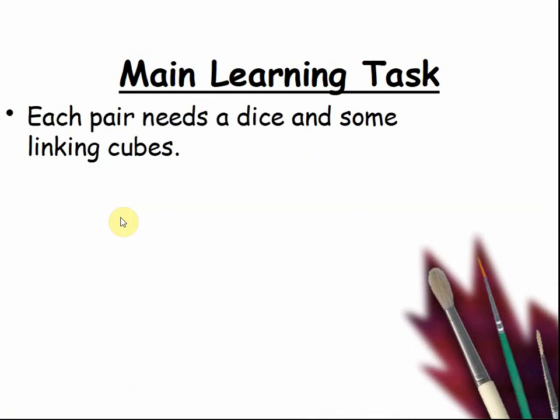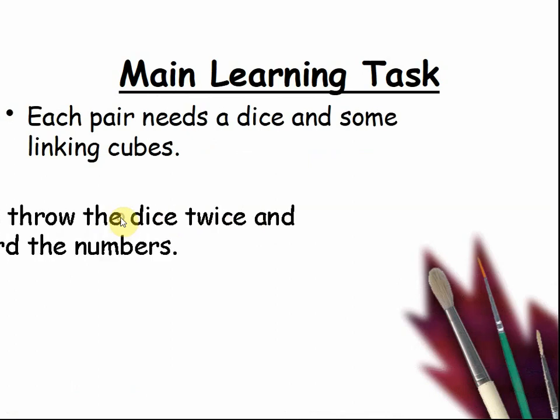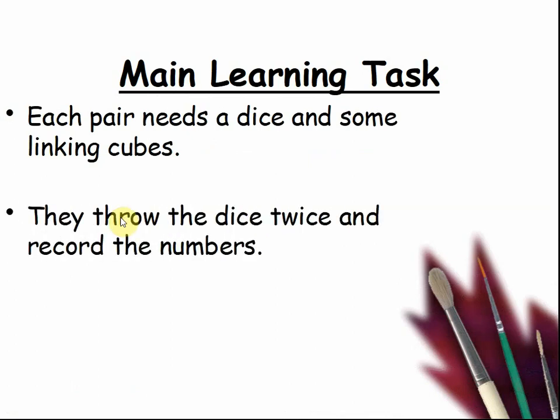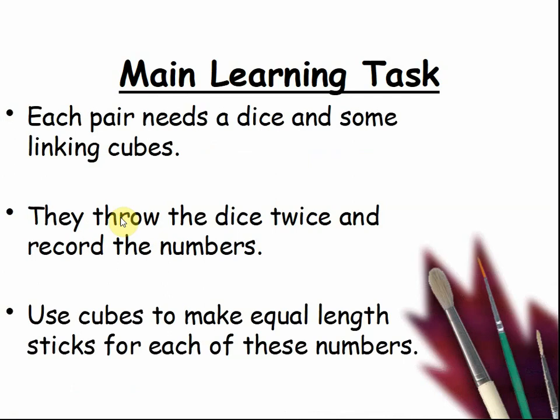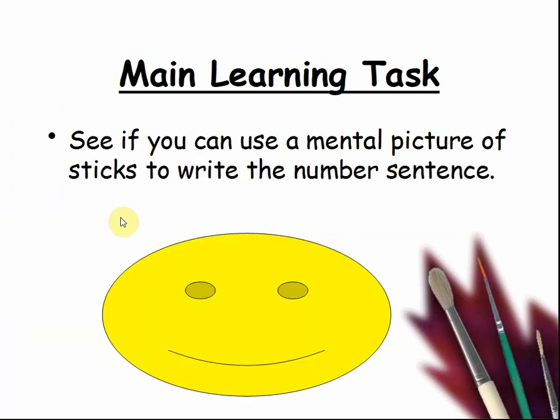Each pair needed a dice and some linking cubes. They throw the dice twice and record the numbers. Use cubes to make equal length sticks for each of these numbers, like we did at the beginning of this lesson with the 6 piles and the 3 sets. See if you can use a mental picture of sticks to write the number sentence.